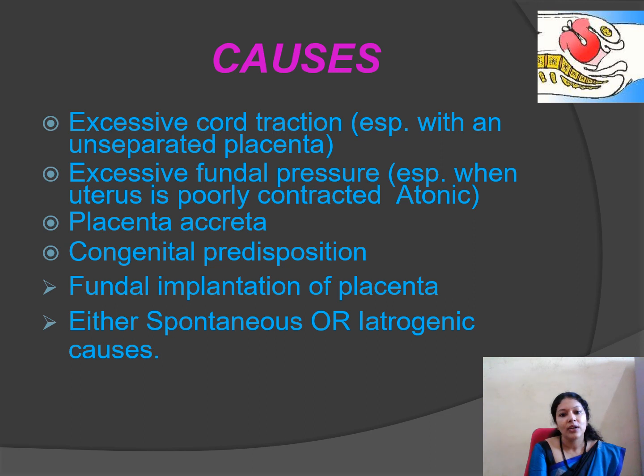Now let us see the causes of uterine inversion. First reason is excessive traction on the umbilical cord. During the process of labor, in the normal condition, after the delivery of the baby, the placenta will get separated naturally and it will come out. But here the placenta may remain inside, and naturally the person who is performing the delivery may apply traction over the umbilical cord, and this traction may lead to the inversion of the uterus. And another reason is excessive application of fundal pressure.